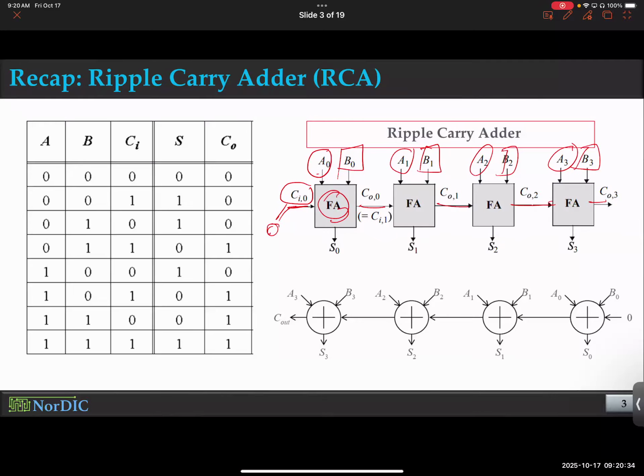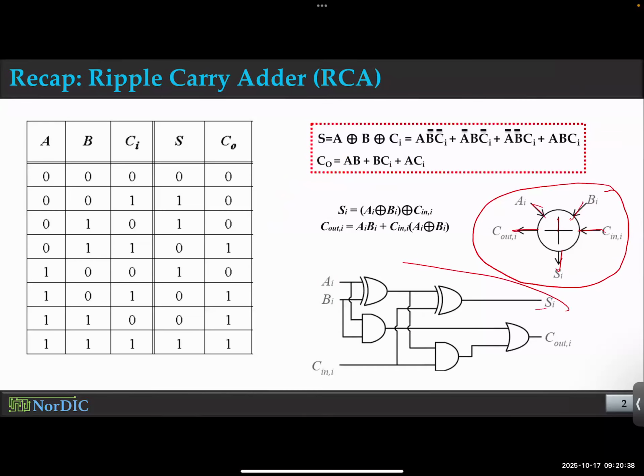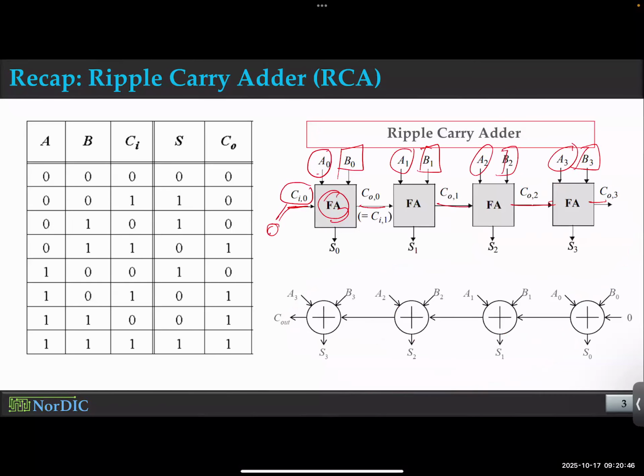And by the way, this FA stands for full adder. And this full adder, if you remember from the last slide, this is the full adder. Okay, so in every block, you have this circuit sitting in there. And that circuit is generating sum and carry. Okay, you provide the carry to the next stage, and to the next stage, and to the next stage, and then eventually you get the final carry.